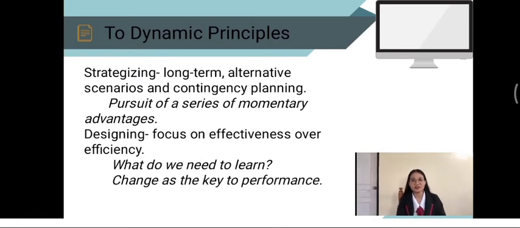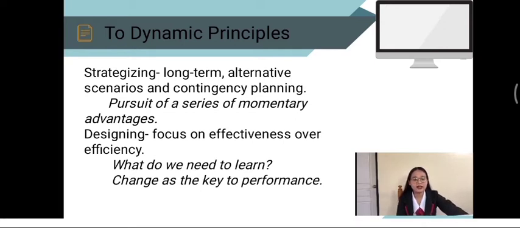For the dynamic principles, we have strategizing. This is where long-term alternative scenarios and contingency planning take place, and also the pursuit of a series of momentary advantages. B2C organizations move from static to dynamic views of strategy using interventions like dynamic strategy making, described previously in this chapter. Instead of believing that any competitive advantage will last, they recognize that any particular advantage is fleeting or short-lived.